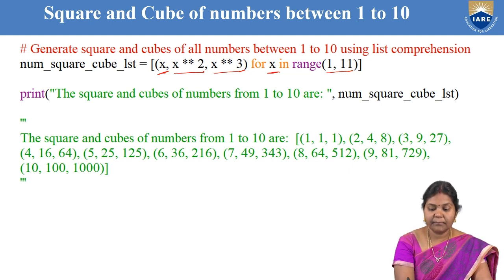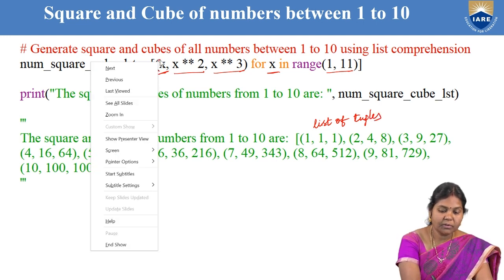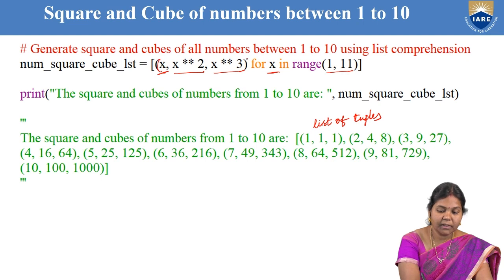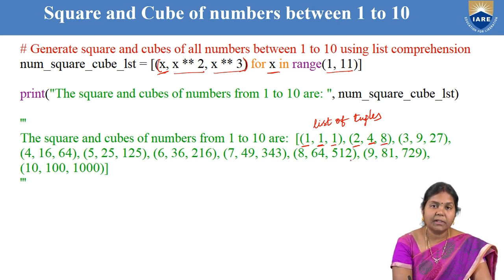So you can see over here, the final output is a list of tuples, because we have stored the number, its square and its cube inside a tuple. You can see the first number is 1, its square is 1, its cube is 1. Second number is 2, its square is 4 and its cube is 8. So it is a list of tuples, and each tuple contains the number, its square and its cube. This is the way list comprehension is used here.